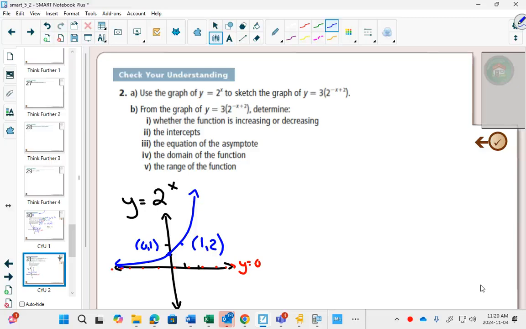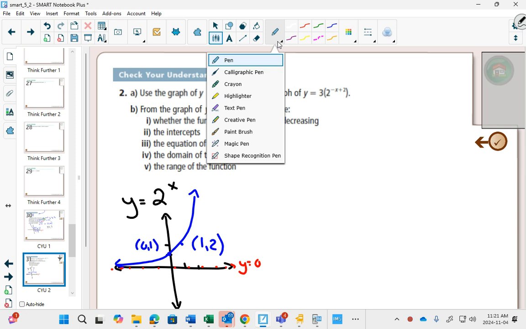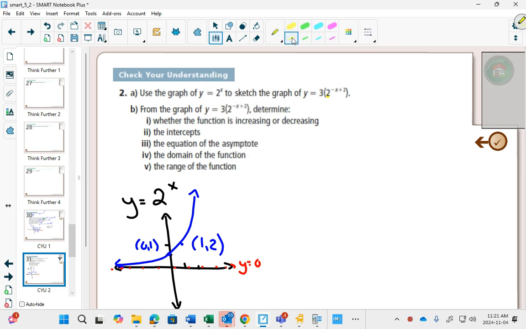So there's our parent graph, there's our basic graph. And we're going to graph y equals 3 times 2 to the negative x plus 2. And we have to think about how does this relate to the transformations that we had before. So first of all, I'm going to take out my highlighter and highlight the 2 and the x. I highlighted that because that's my parent graph.